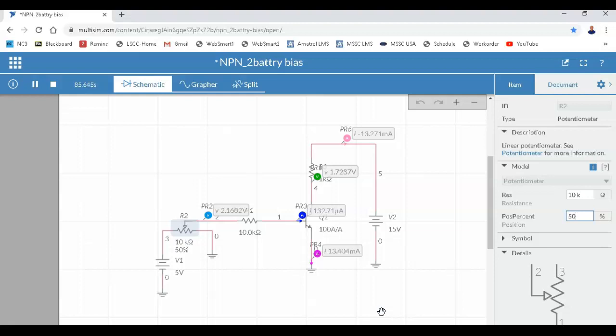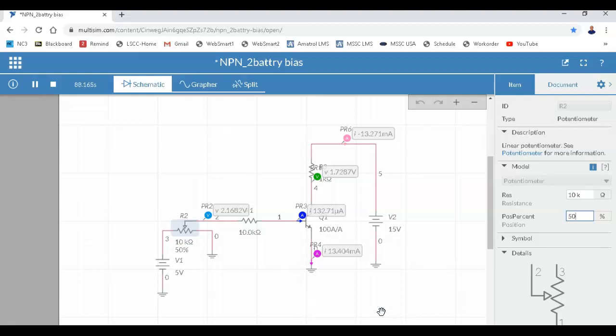So notice we have 13.4 emitter current. And if you subtract this from that, you should come up with pretty close to the same answer. So IC is equal to IE minus IB. Remember, biggest current is what? Emitter, followed by the what? Collector, followed by the base.